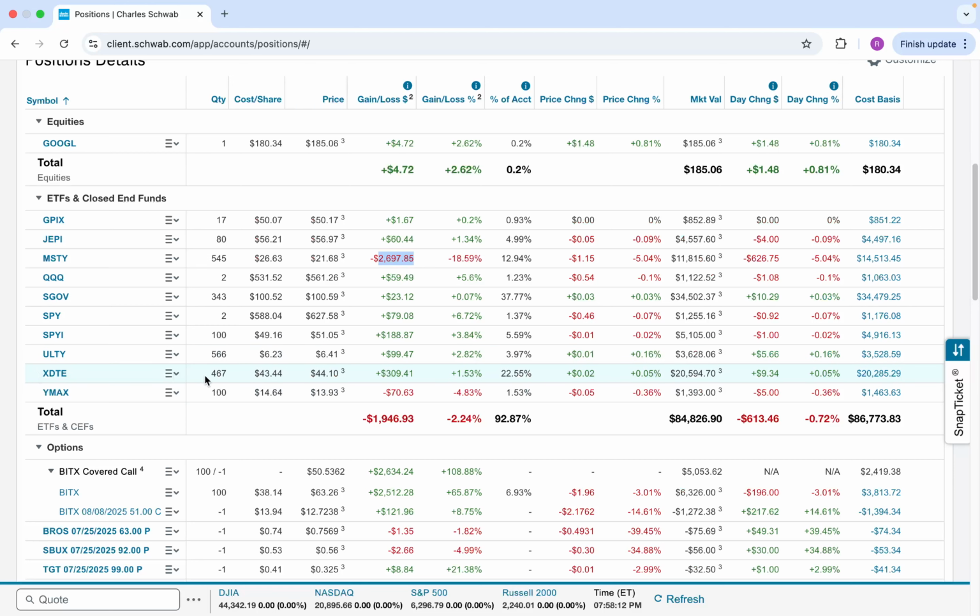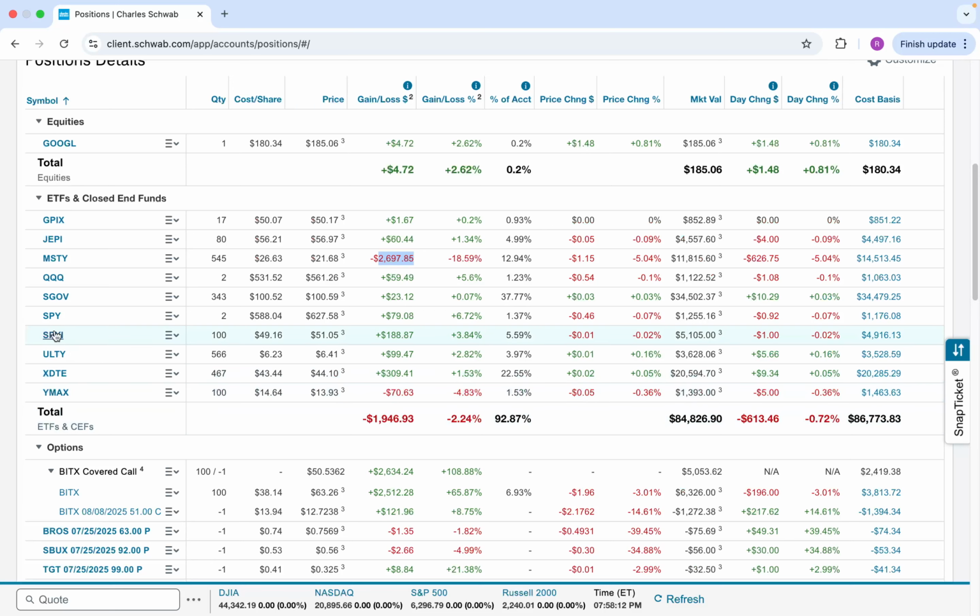XDTE, I have 467 shares of this. This is one that I was going to use as my main core holding, and then I just saw how good ULTY and MSTY were doing, and I had to put a little bit into it, and so far they've been doing very well. YMAX, I started with 100. I plan to scale into this one a bit more.